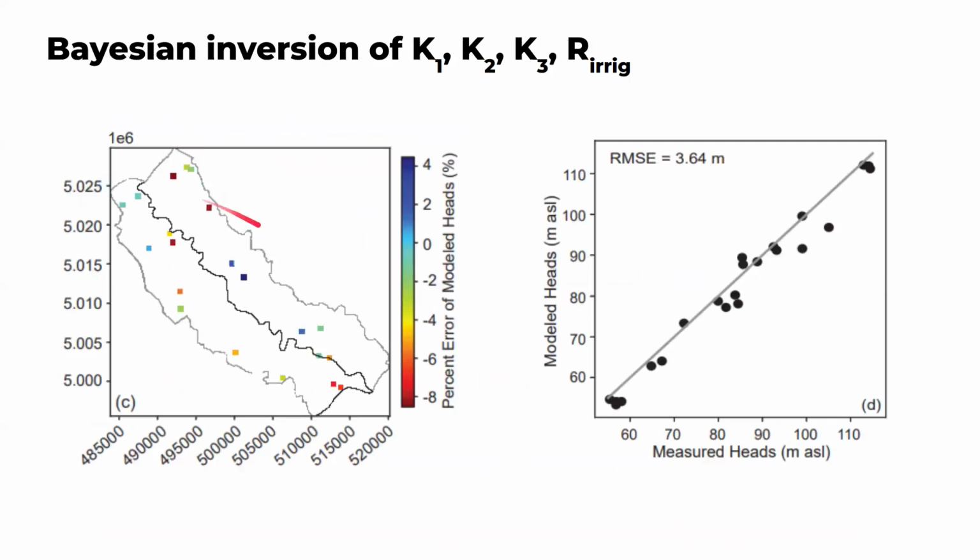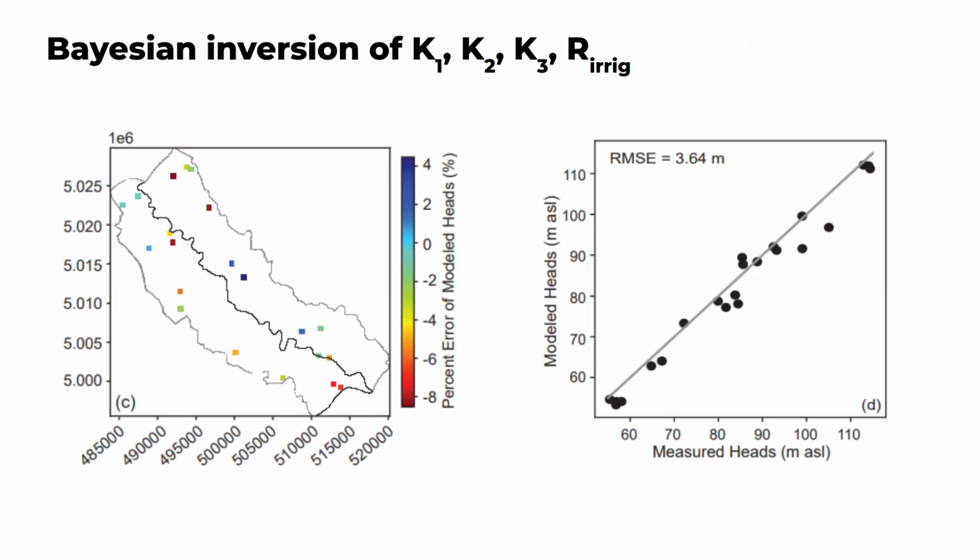This is the modeled, the predicted head versus the measured head, which is reasonably okay. This is the distribution of the wells, and you see the error at each well, which goes between -8% to +4% error. Let's say the committers of this work were happy enough with these quantities, and now we have to complete our Bayesian inversion.